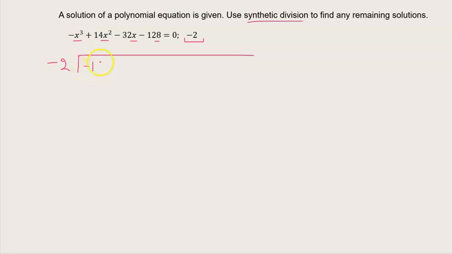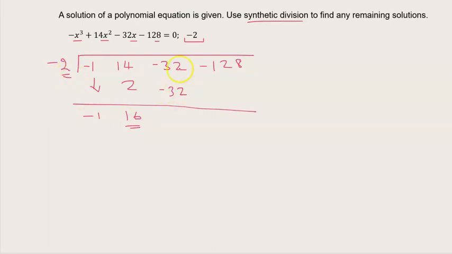The coefficient of x cubed is -1, the coefficient of x squared is 14, the coefficient of x is -32, and the constant term is -128. So all you have to do is drop this -1 down here, and once you do that, you multiply -1 by -2, you get +2. You add 14 and 2, you get 16. Then you multiply 16 by -2, that is -32. And then you add these together, you get -64.